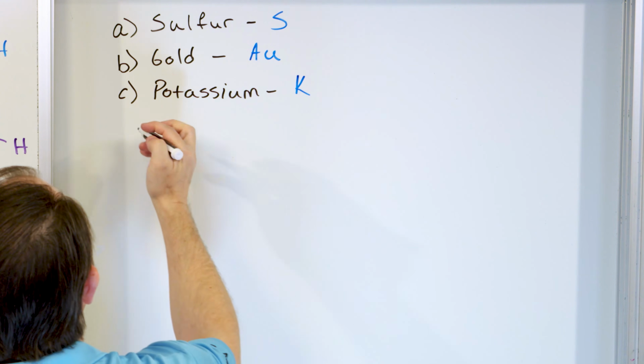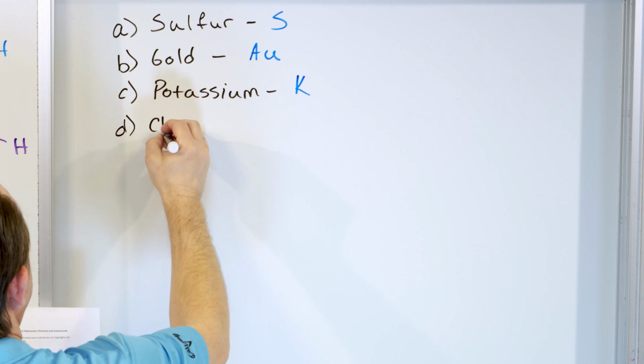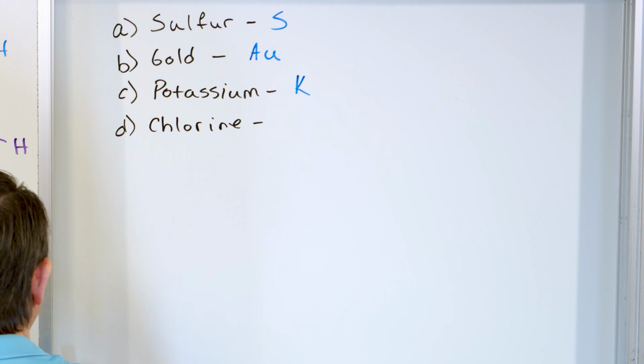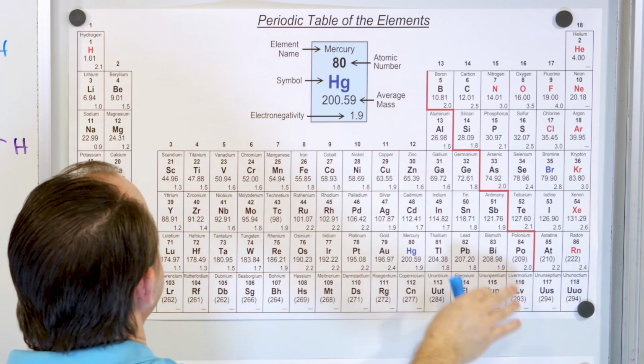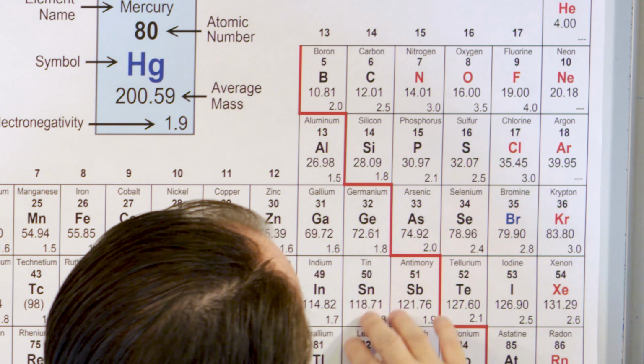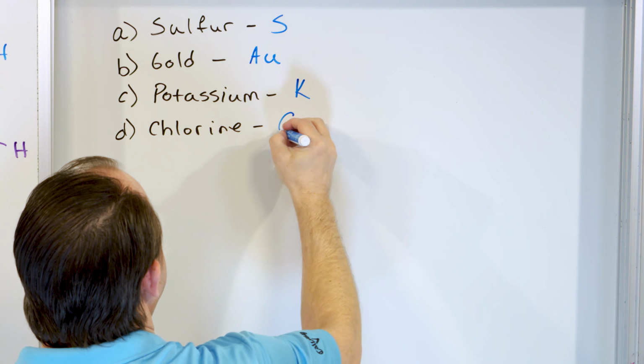All right, let's take a look at D. D is copper, or I'm sorry, chlorine. What's the chemical symbol for chlorine? We look on the periodic table, and it's right over here. Here's chlorine. The symbol is Cl. You would think it's maybe CH, but it's not. It's Cl. So here's the chemical symbol, Cl.